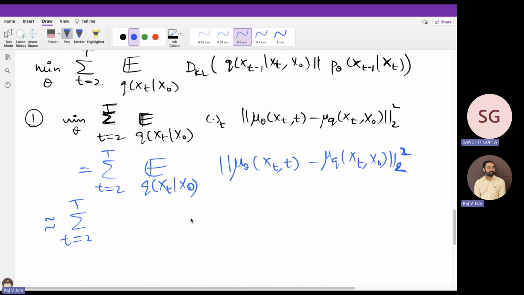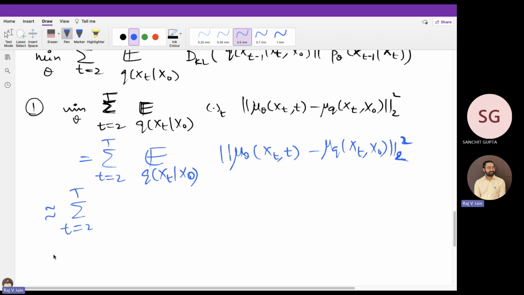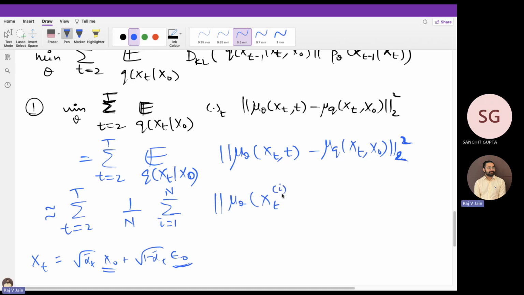We already have the expression for that, so we can sample. We know xt is some scaled version, all of that. The point is that I can now sample multiple epsilon naughts, and get multiple xt's for a given x naught. So get, let's say, 1 by n, the sum over i equal to 1 to capital N, of mu theta of xt i minus mu q of the same xt i comma x naught, where xt i is sampled.